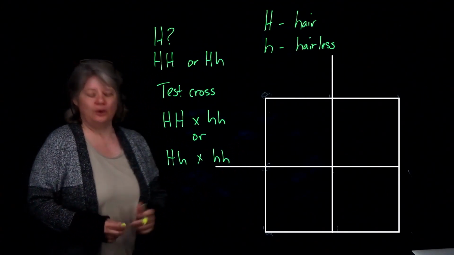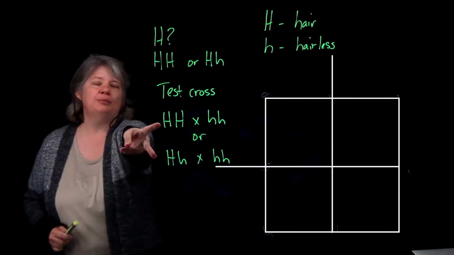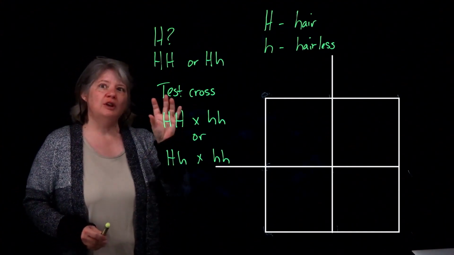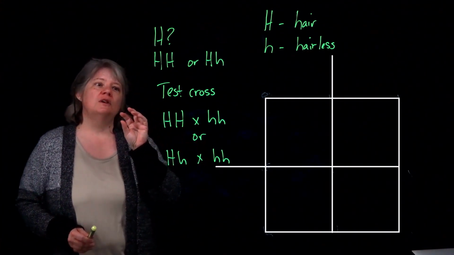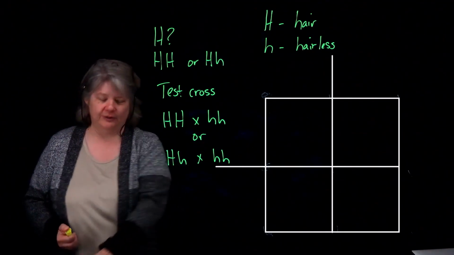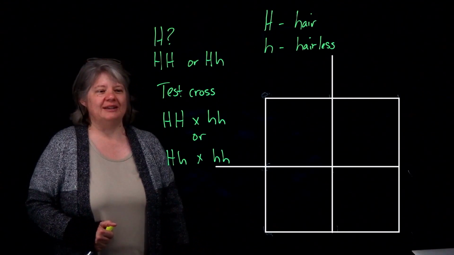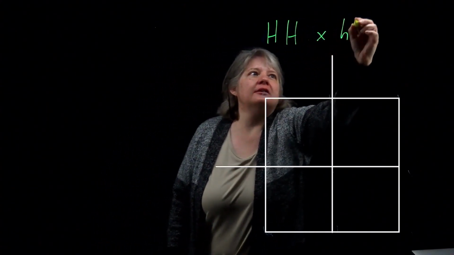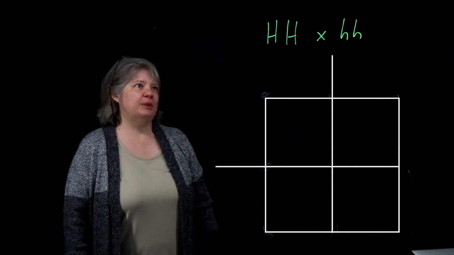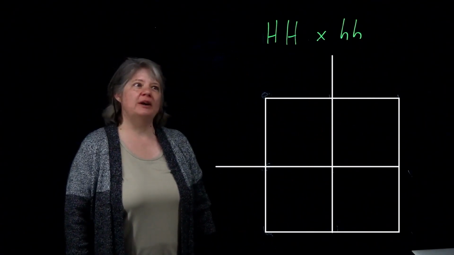Okay? We don't know what our guinea pig is. It's one of these two. We have two possible crosses. So we're going to set up two Punnett squares, and we're going to look at each of these possible crosses and figure out, based on the outcome, what our guinea pig is. Okay, so let's start with the cross, big H, big H, crossed with little h, little h. Again, we don't know for sure that our guinea pig has big H, big H, but this is one of two possibilities.